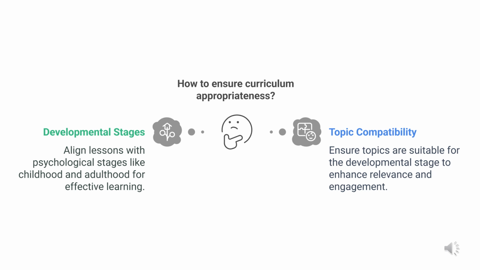The second feature, appropriateness. Psychologically, there are many stages of development of a human personality. For example, childhood, adolescence, adulthood, and etc. Lessons based on topics compatible with the general trends of these stages are appropriate.